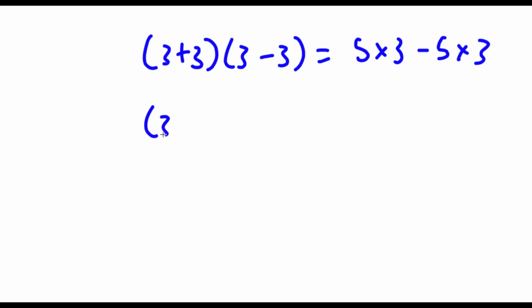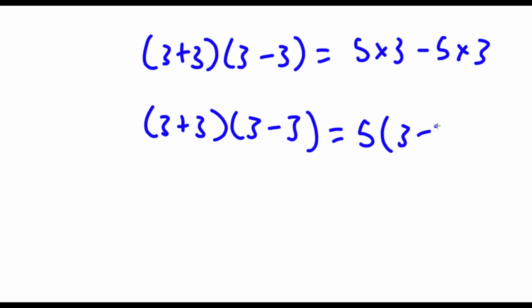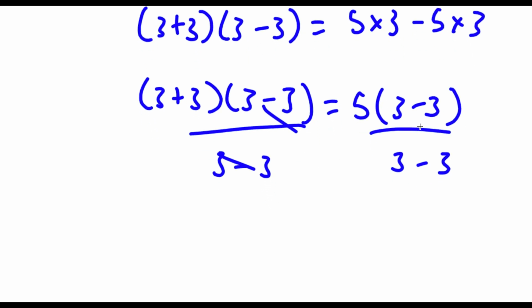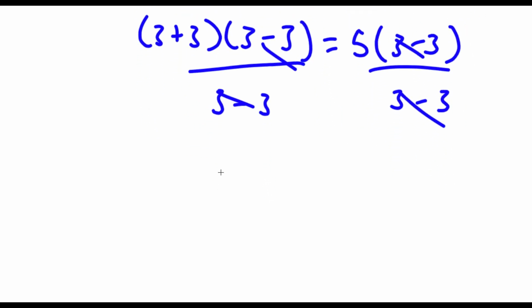Now, for my right-hand side here, I'm going to go ahead and factor out 5. So if I factor out 5, I get 5 times 3 minus 3. All I did was divide by 5: 5 times 3 divided by 5 is 3, and negative 5 times 3 divided by 5 is negative 3. So that's how I got 5 times 3 minus 3. Now, if I divide both sides by 3 minus 3, these two cancel out, and these two cancel out. So now I'll be left with 3 plus 3 is equal to 5.